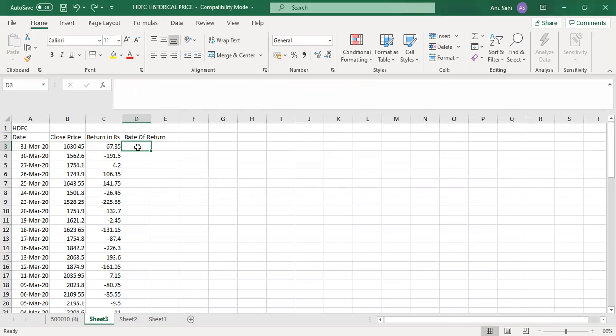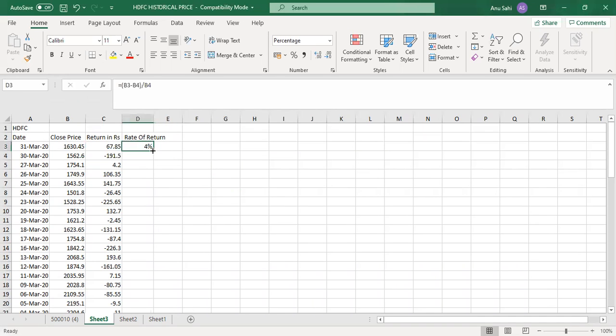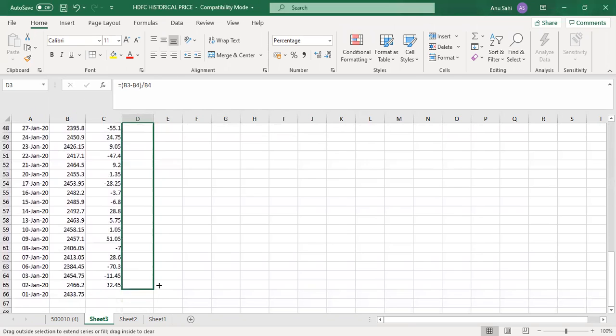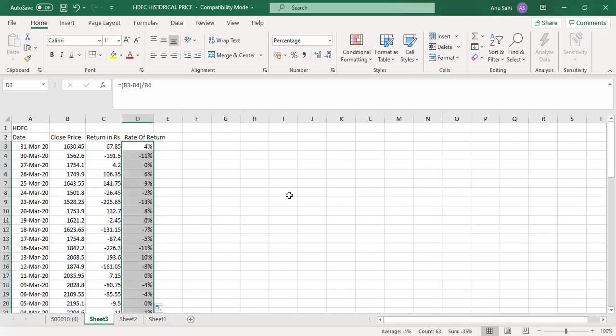Sorry, I have taken the wrong one. This is equal to bracket start, closing price minus opening price, bracket close, divide by opening price. If I want to calculate in terms of percentage, I will simply click on percent. It will give me the percentage, that is 4% rate of return. I will simply drag it down. It will give me the answer of how much daily return I have earned on this particular stock.